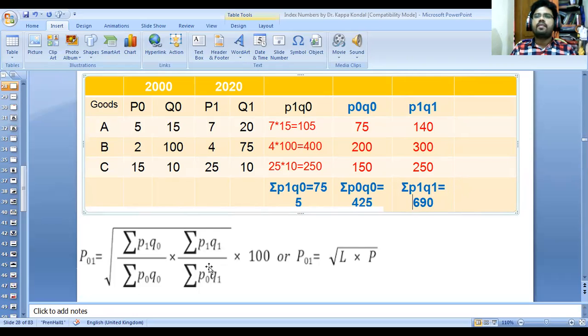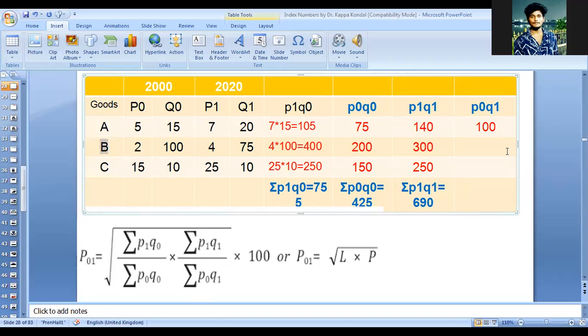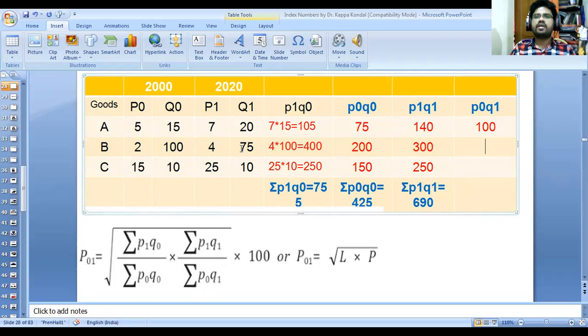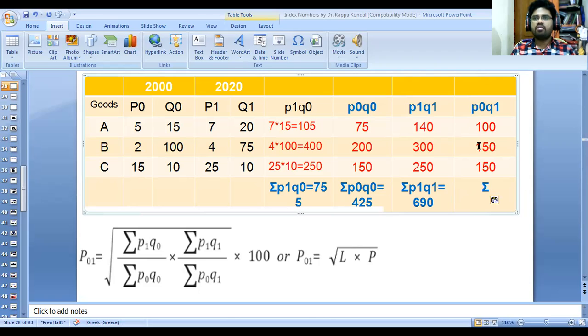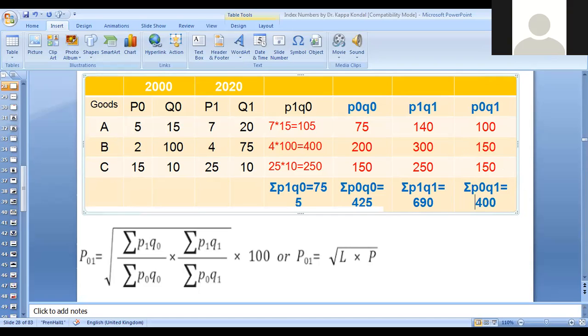Then after calculating P1 Q1, we have to find P0 Q1. What is the P0 here? 5. Q1 here is 20. 5 into 20 is 100. Then 2 into 75 is 150. Then 15 into 10 is 150. When you add all these three values, the sum of P0 Q1 is 400, right?